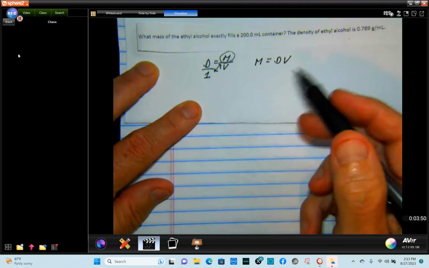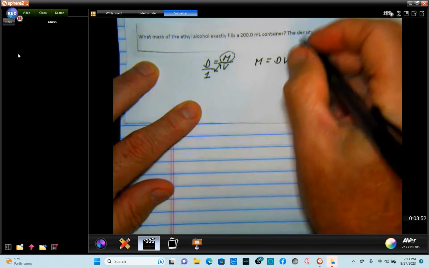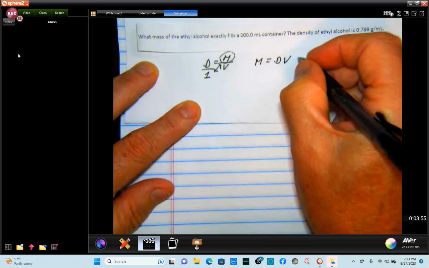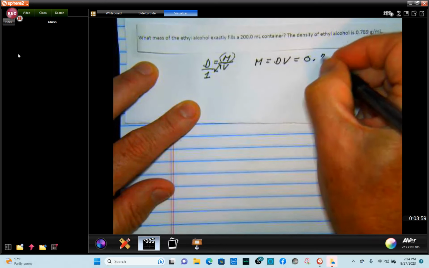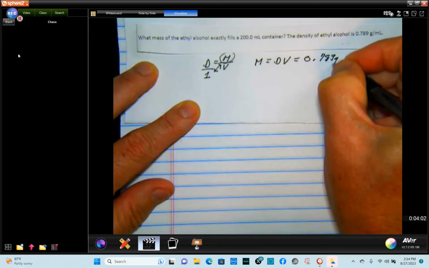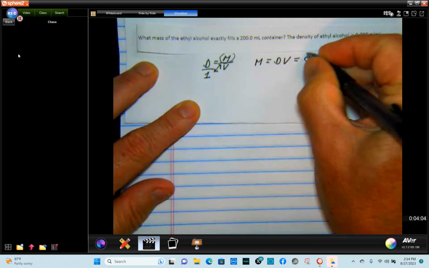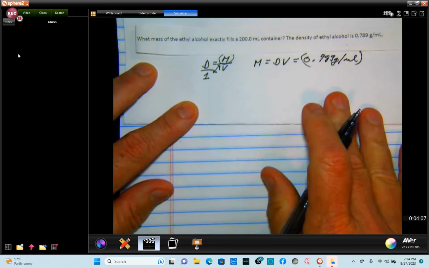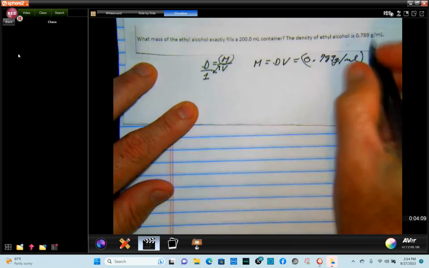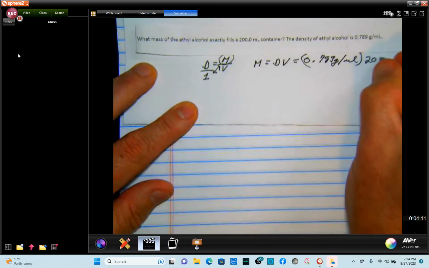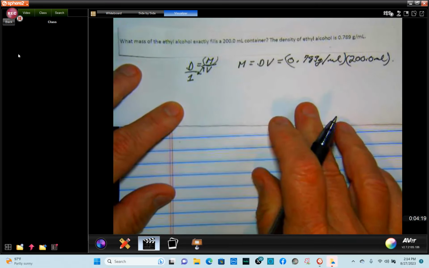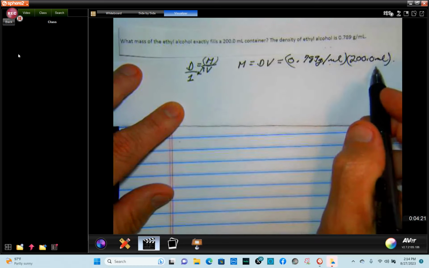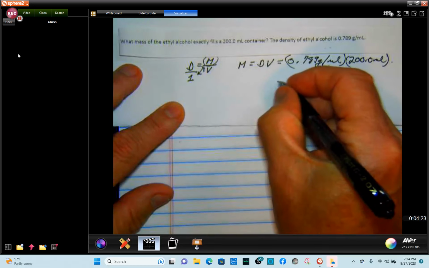Now we could have plugged numbers in, then solved, and this works just as well. So mass is density times volume. So our density is 0.789 grams per milliliter. And we know our volume is 200.0 milliliters. But as we can see, the milliliters are going to cancel out. So we're going to be left with grams.